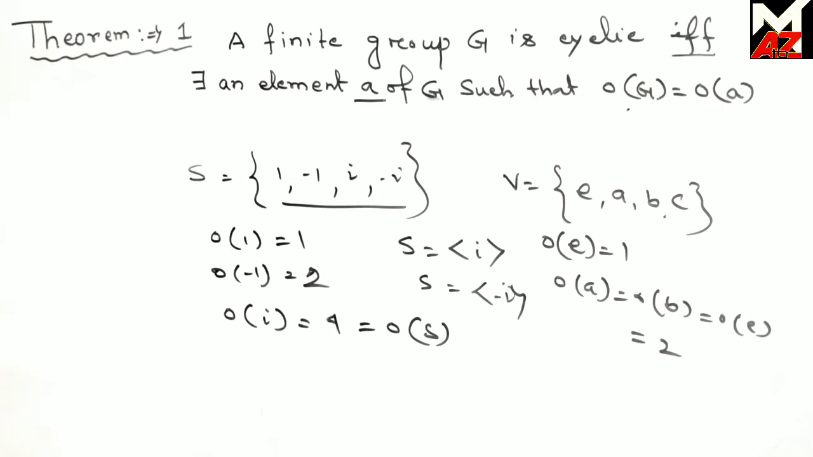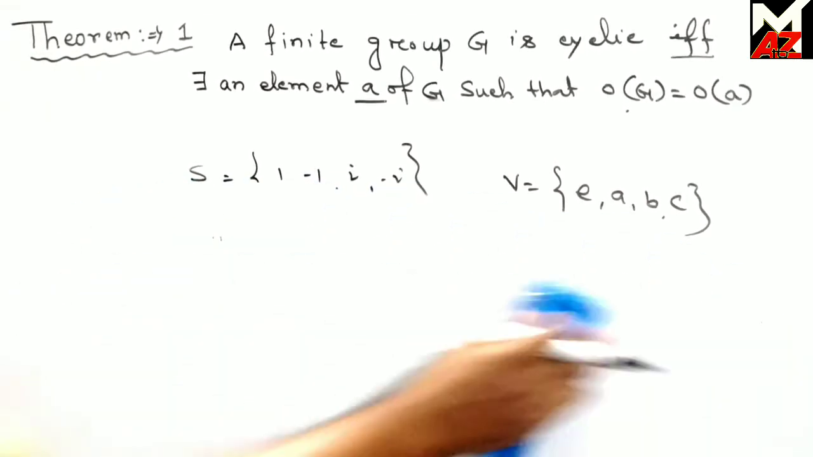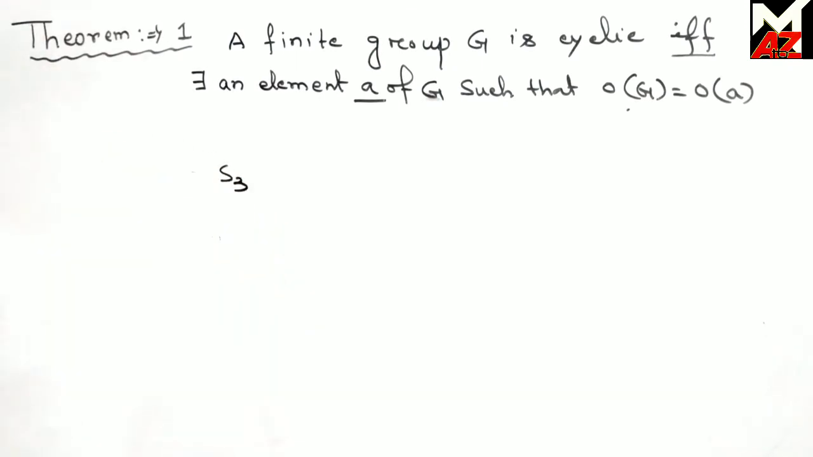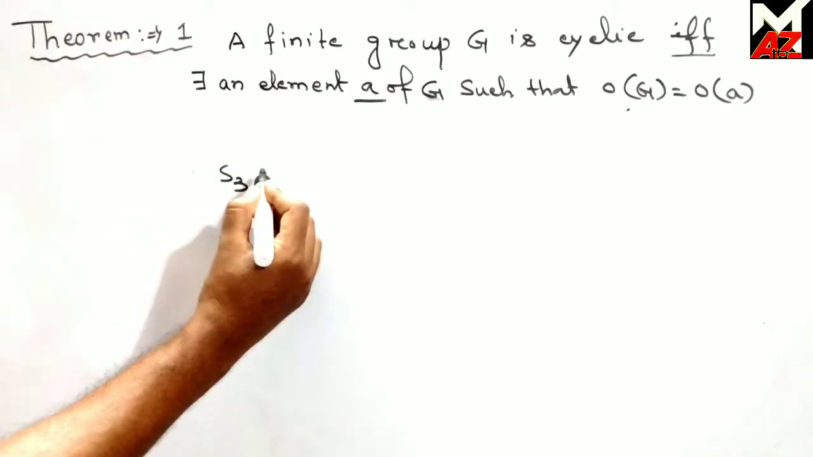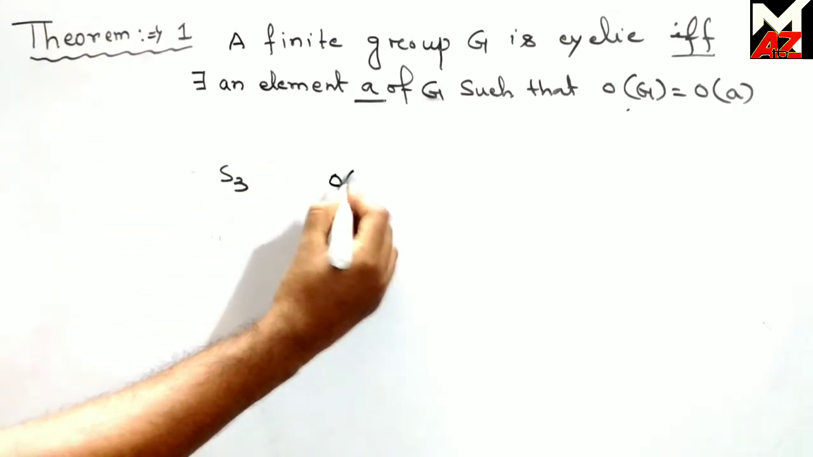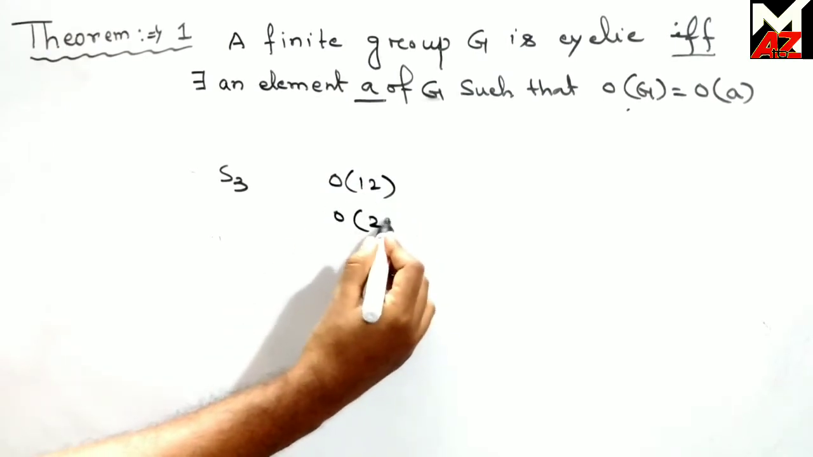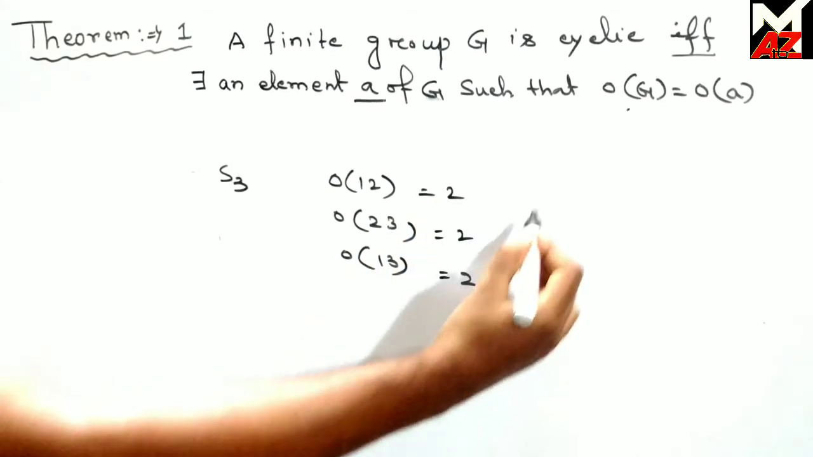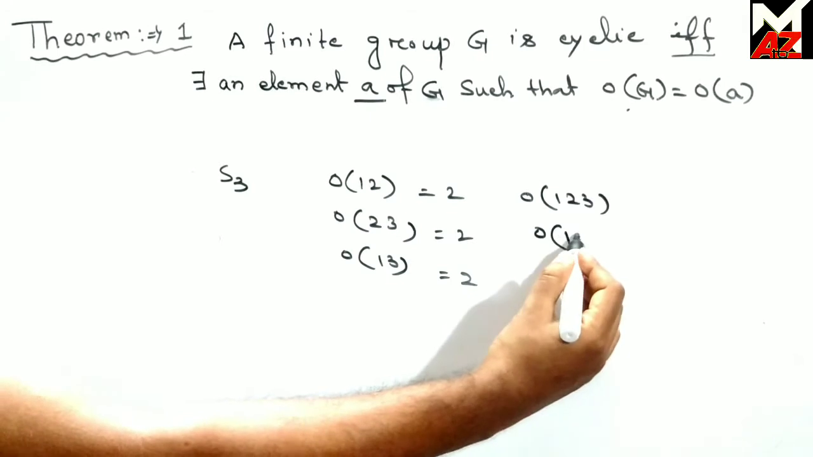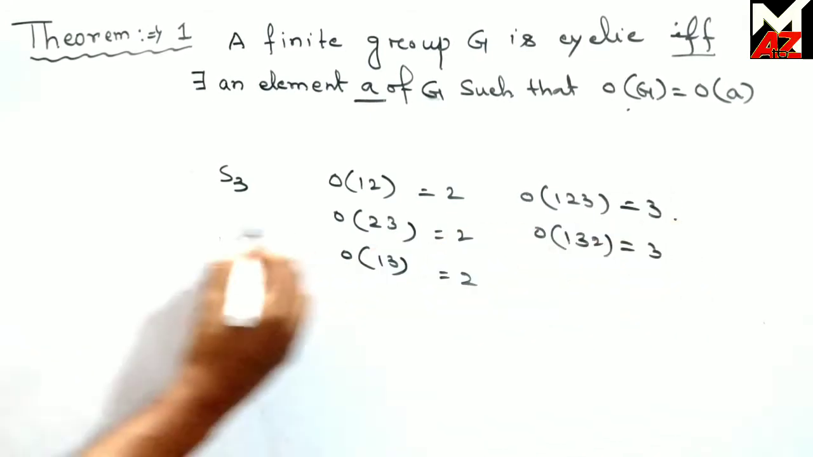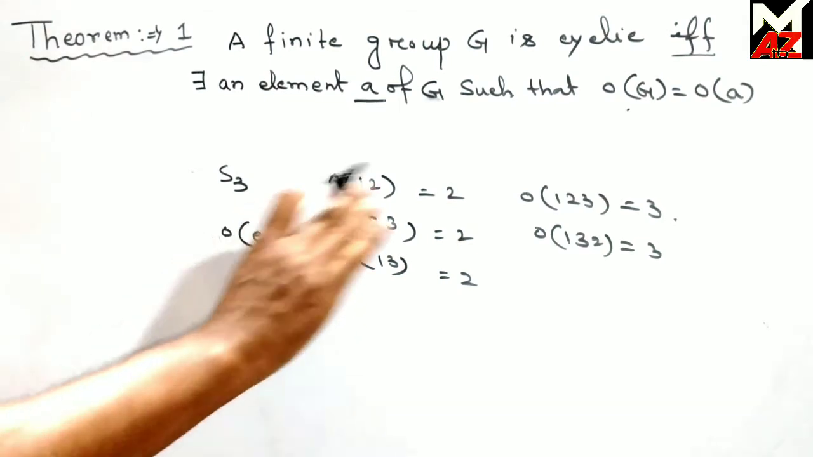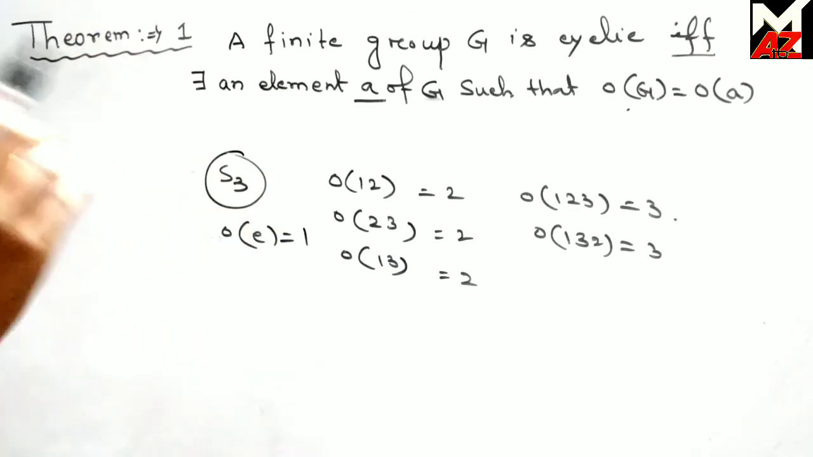Okay, and the last example, if we take the very important group S3, the symmetric group of degree 3, then also here we know that order of the 2-cycle (1 2), or order of (2 3) or order of (1 3), all are 2, and order of (1 2 3) and order of (1 3 2) both are 3, and order of e, that is the identity permutation, is 1. So there is no element of S3 whose order is 6. So this is not a cyclic group.